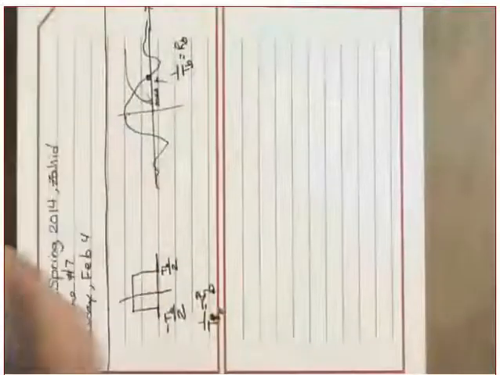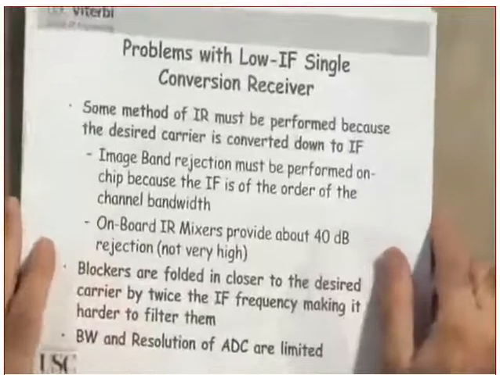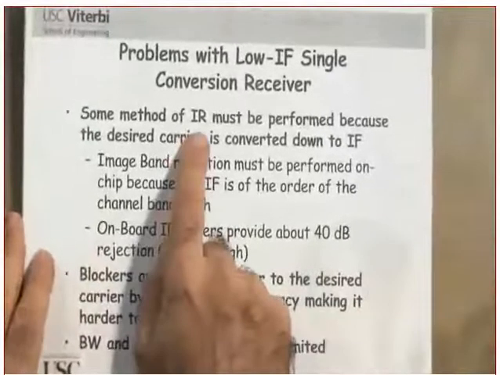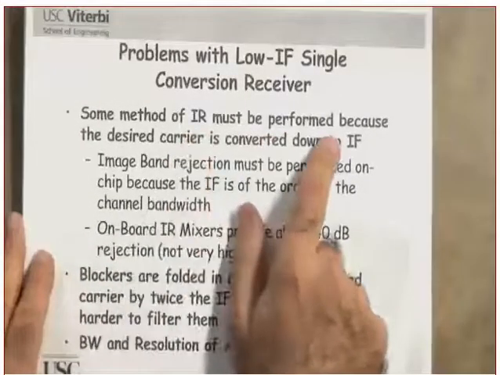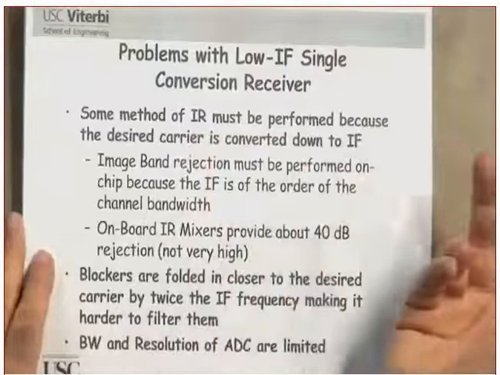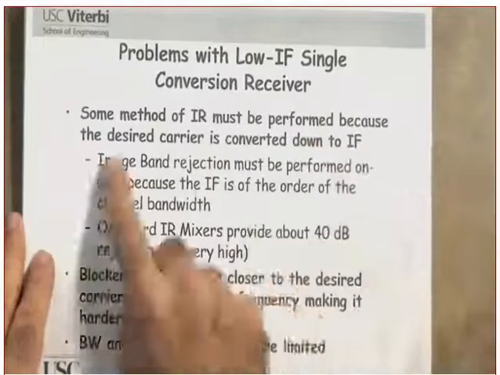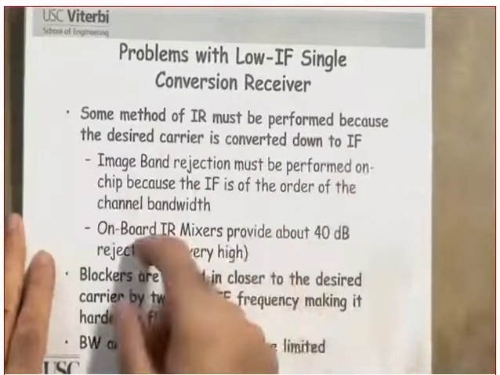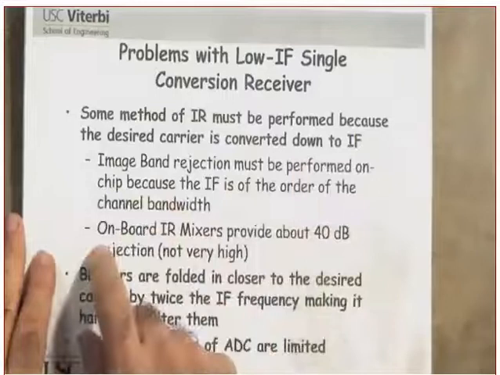Now there are problems, by the way, with the low IF. Again, some method for image rejection has to be performed. Are you following or not? You are still going to be able to get the image because the desired carrier is converted down to IF. So image rejection needs to do that.